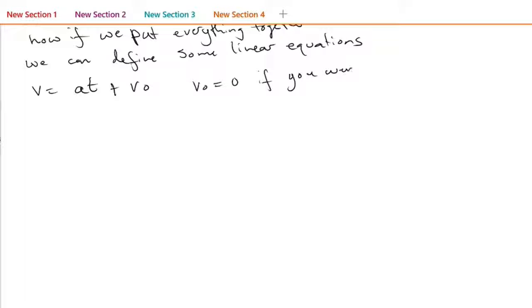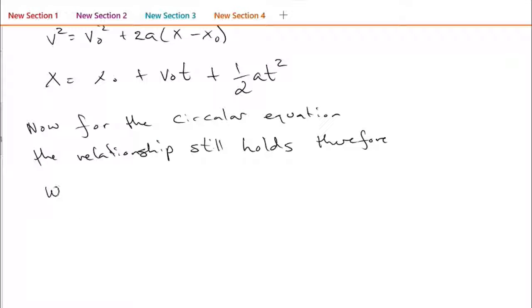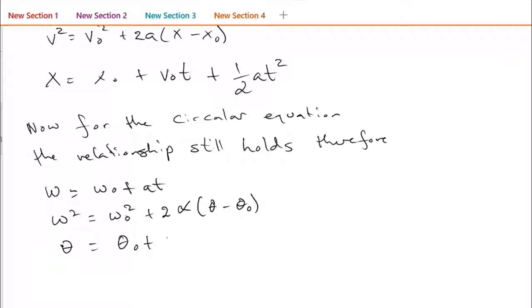Now, if we put everything together, we can define some equations for linear motion, like v equals a times t plus v naught, where v naught is the initial velocity. v squared equals v naught squared plus 2a delta x, and x equals x naught plus v naught t minus 1/2 a t squared, where all the variables with the little zeros mean initial values for that.